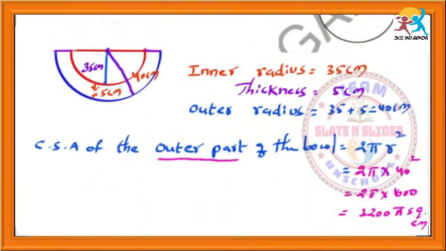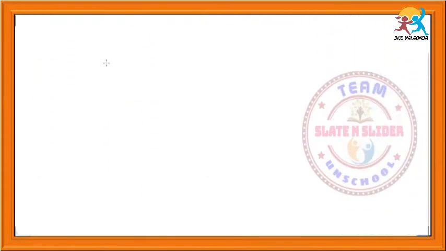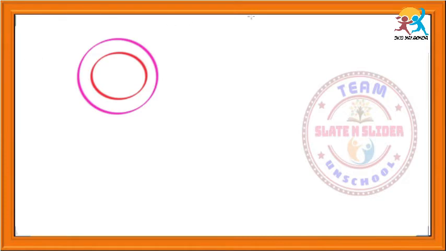Here we get two circles. In the top part of the bowl we have a portion like this. Just observe. So this is the portion. We have to find out this area. It is called annulus or ring.